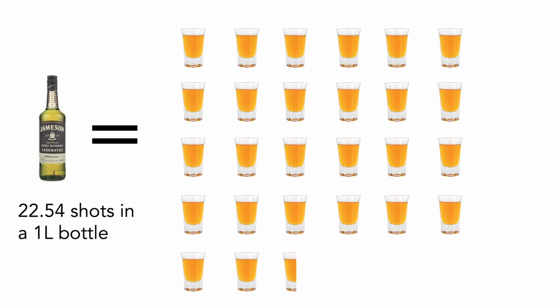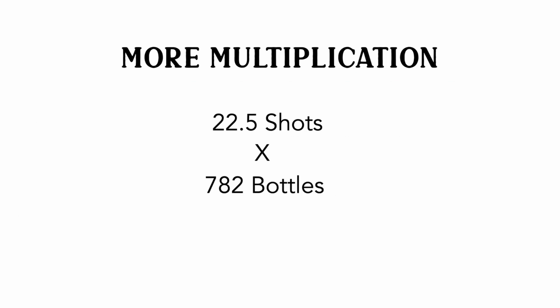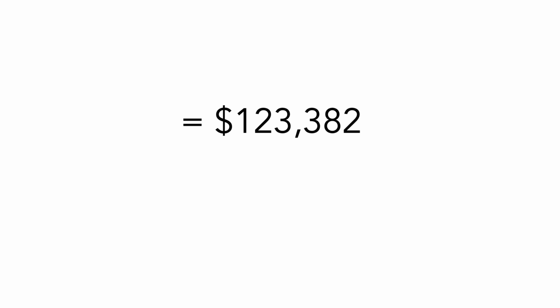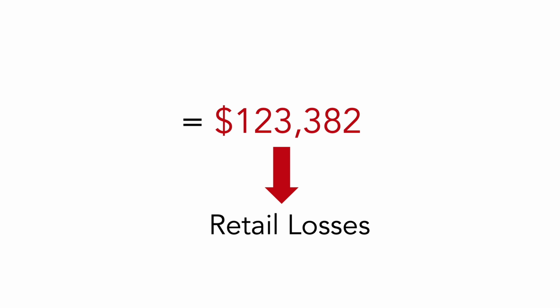Now, if we take those 33.81 ounces and we divide by 1.5 ounce pours, you get 22.54 shots in one bottle. That's what you should be getting out of each bottle. If you multiply that times 782 bottles, that comes out to 17,626 shots per year times $7 equals $123,382 in the red in retail losses.